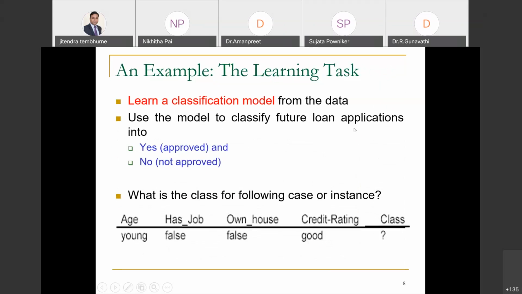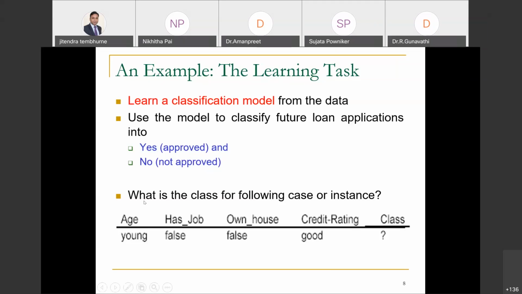So as and when in future any loan application comes, that will be fed to this classification model, and it will categorize whether it is approved or not approved. Okay, this is the way we are classifying the data. So here supervised learning comes into the picture.